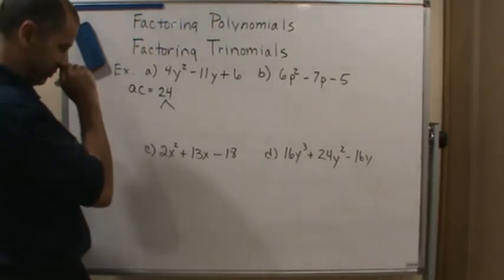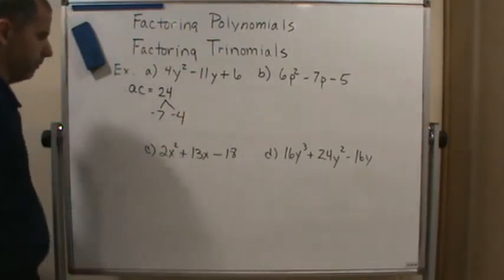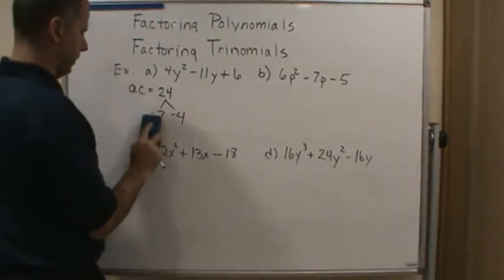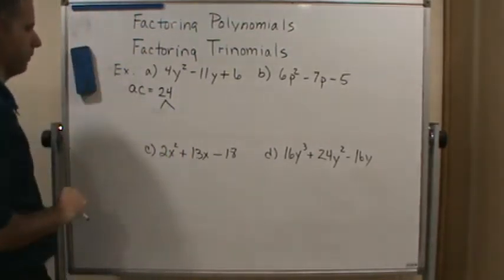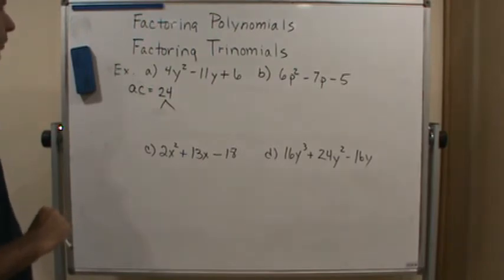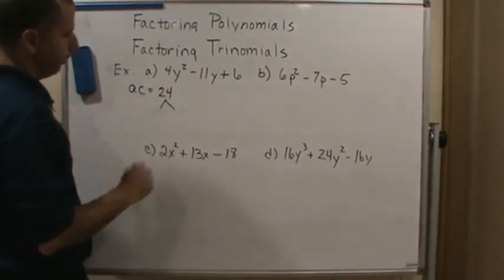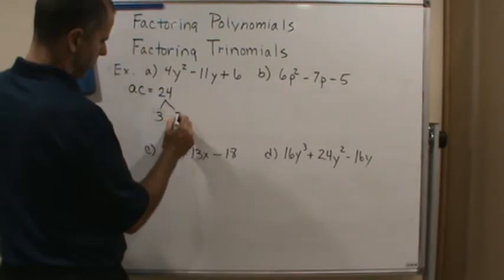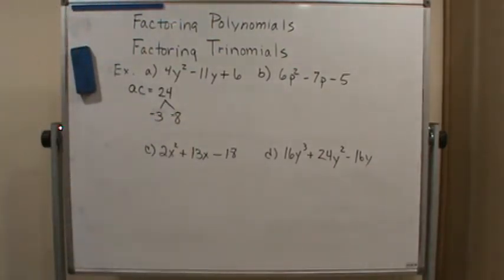Well, wrong one. I was thinking 28. Oh, let's see here. There might not be any. That's the other thing. Yes there is. Right here. There we go. Negative 3 times negative 8.